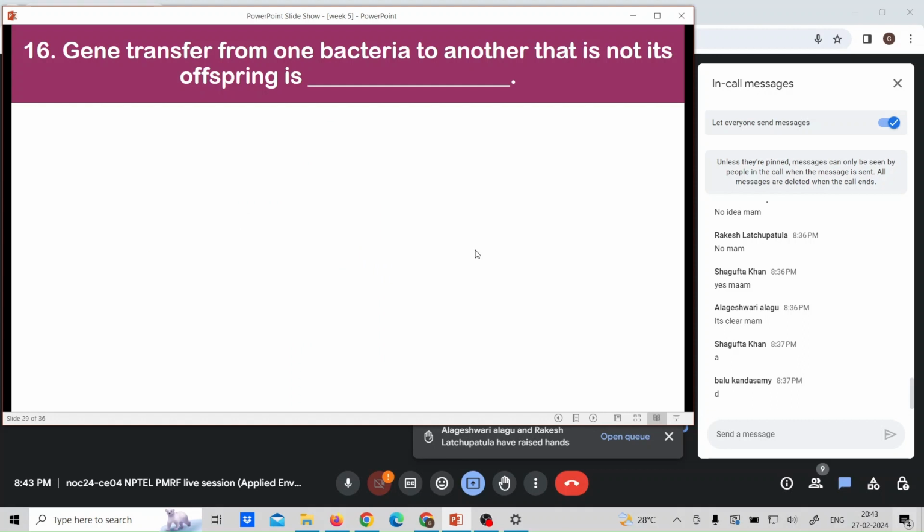With that we go to the next concept, the gene transfer concept. We have two types of gene transfer. So the gene transfer from one bacteria to another, that is not its offspring. We have bacteria A and bacteria B. There is a gene transfer from A to B, but the B bacteria is not the offspring of A bacteria. Then what is this phenomenon called?